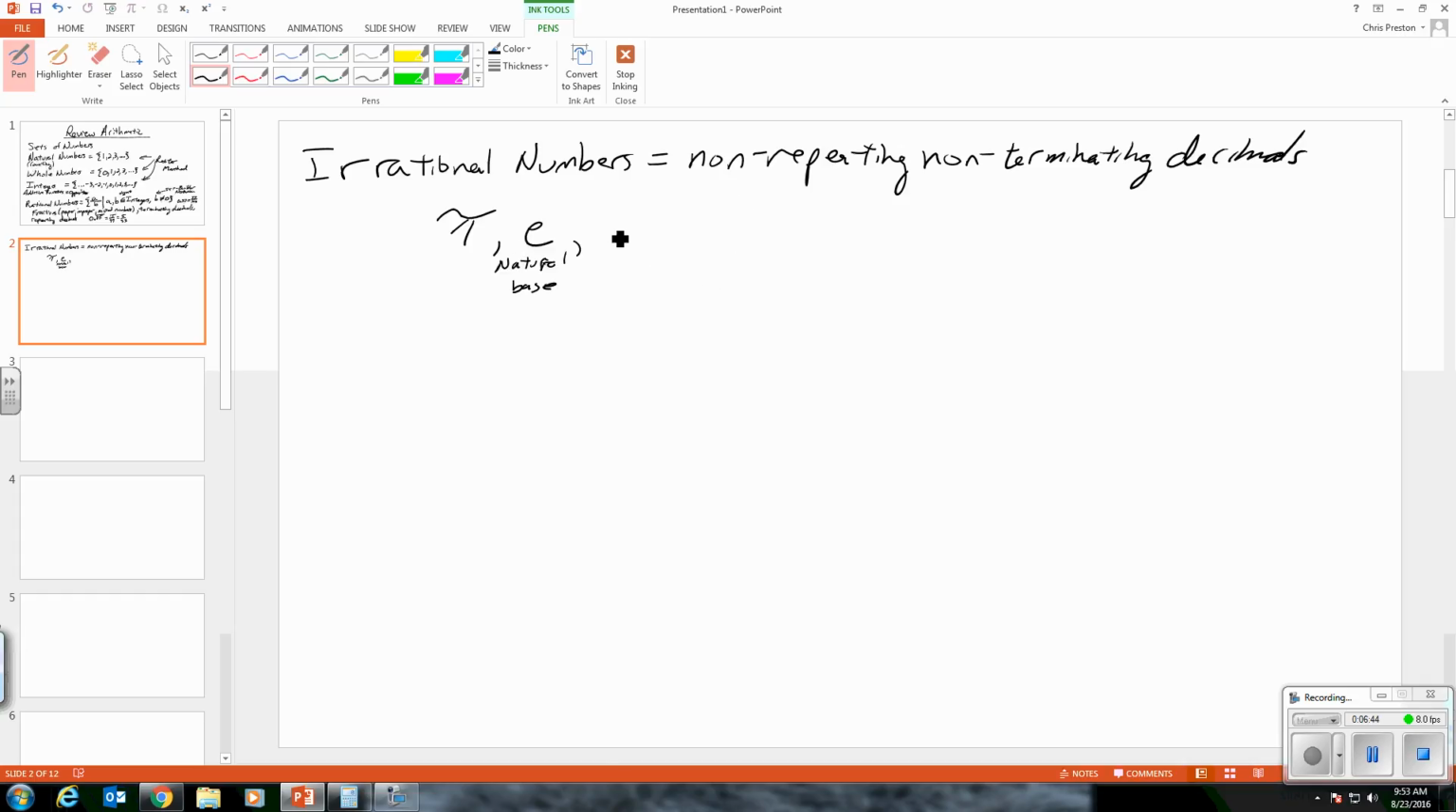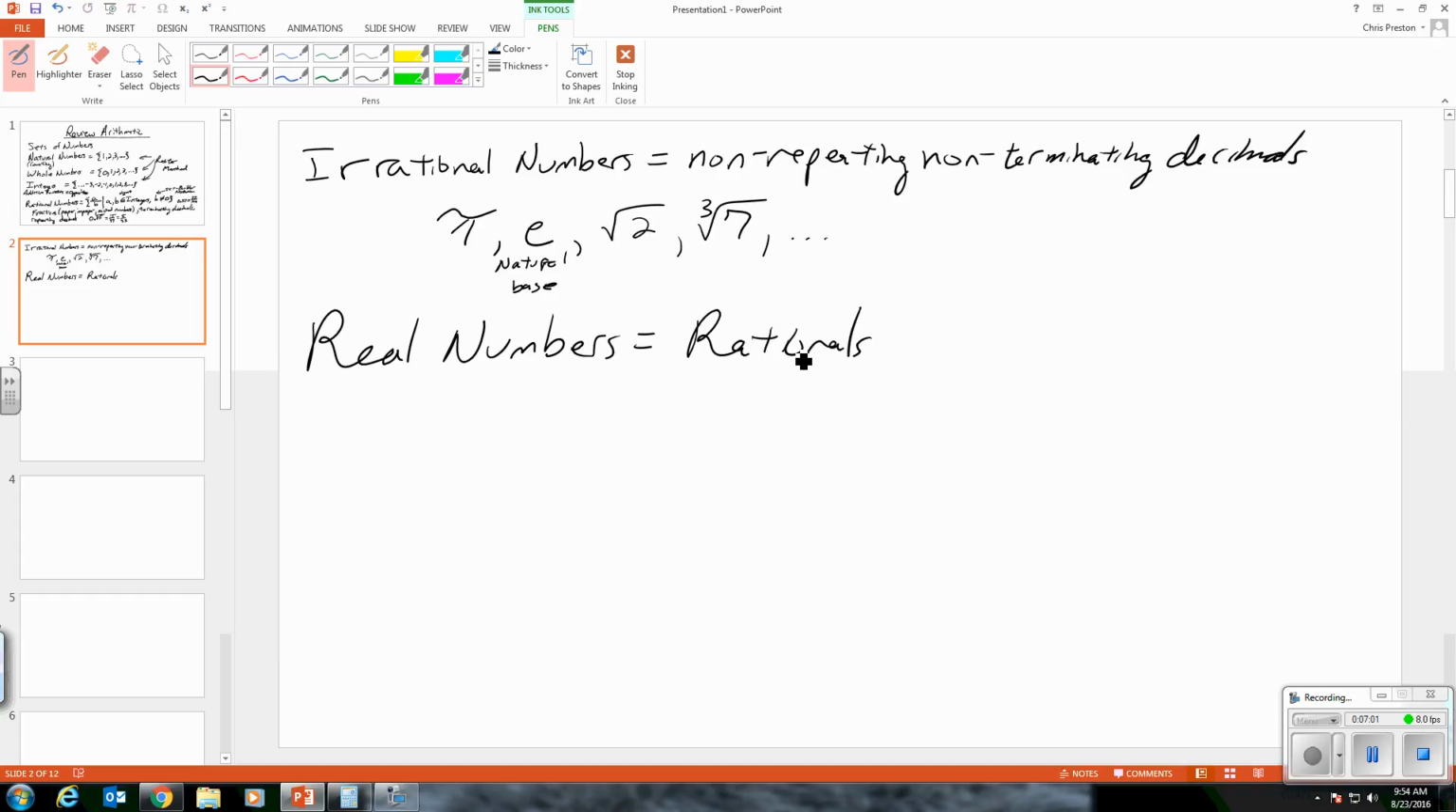And then there's less exciting ones, square root of 2, cube root of 7, things like that. So there's an infinite number of irrational numbers as well. And then we have what we call the real numbers. And these are the rationals plus the irrationals. You put all those together, and those are the real numbers.